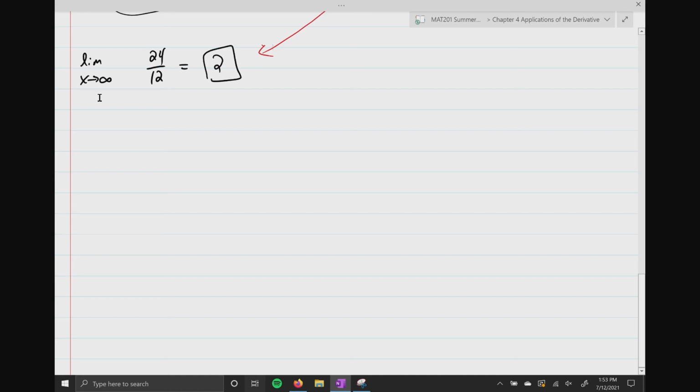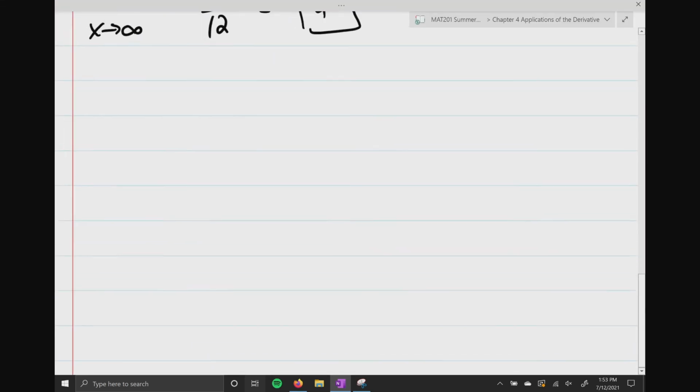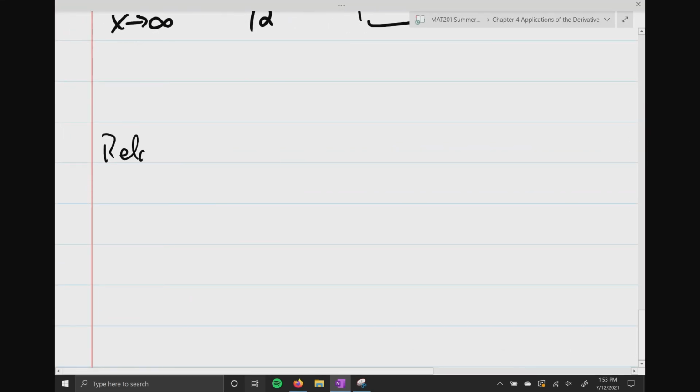But some related forms are going to look like this. So let me just write related forms. 0 times infinity or infinity minus infinity. Okay, these are related forms right here. And what we have to be able to do is rewrite things algebraically so you can get it into a form that makes sense.